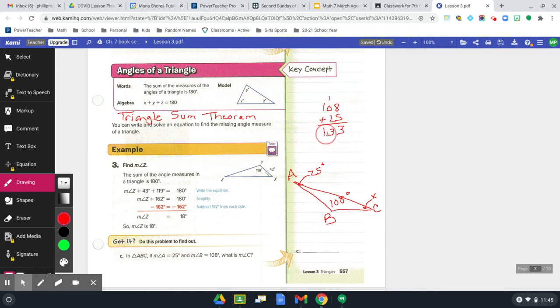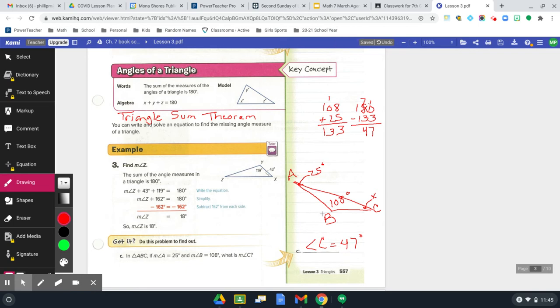So that means I have 133 degrees so far in that triangle. Remember, we need 180, right? So if this is what I have so far, to find that missing angle, I'm going to subtract away what I have so far. So I'm going to subtract away the 133 and work that out. So now I have 47 degrees left. There's my angle C. So angle C is 47 degrees. It's a smaller acute angle.